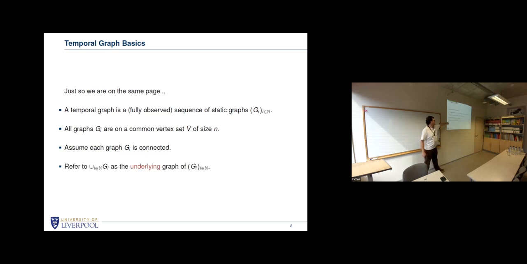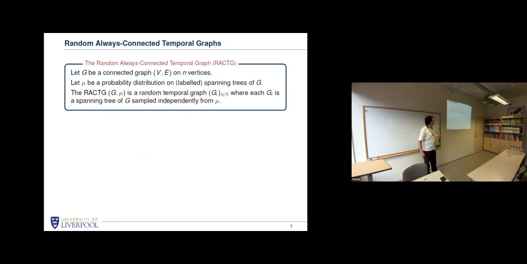We refer to the union over all of the graphs in the sequence, or all of the snapshots, as the underlying graph. So with this covered, what's the model that we're going to consider?